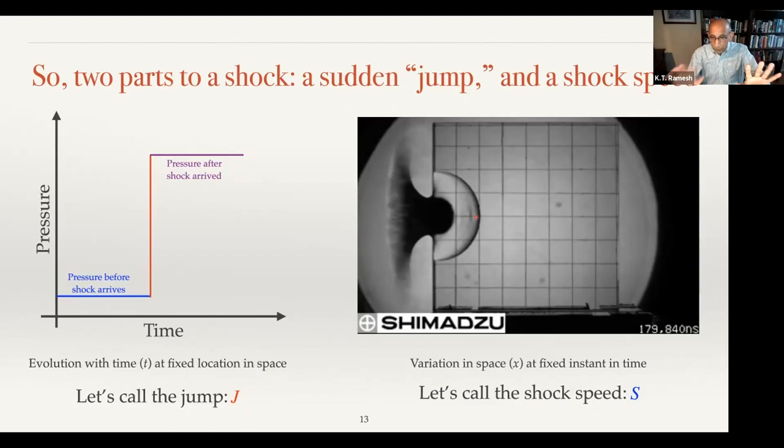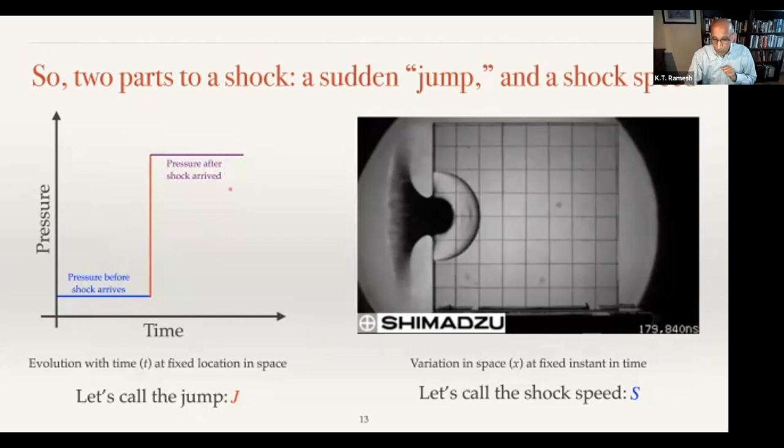Now, the difference between the picture on the left and the picture on the right is kind of important. The picture on the right is what we think of as a snapshot. I take a picture with my camera, so at a given instant in time, I can see what's happening over all space. So this is the variation in space, the variation of the pressure with position at a fixed instant in time. Whereas the picture on the left is the opposite of that. So I'm sitting at a fixed position in space and seeing what happens with time, and I see this history of the pressure, okay? So this jump in the pressure is the important thing.